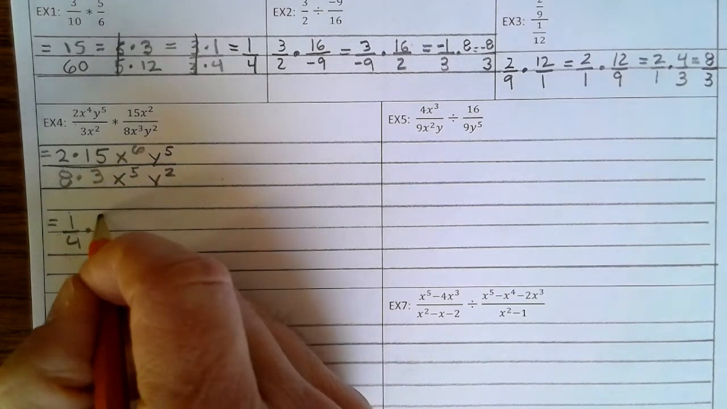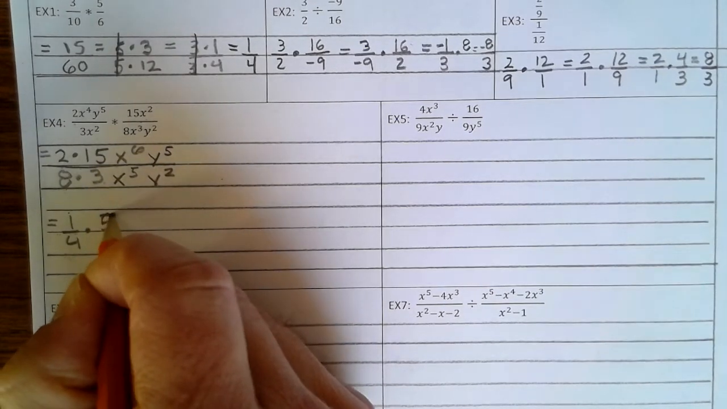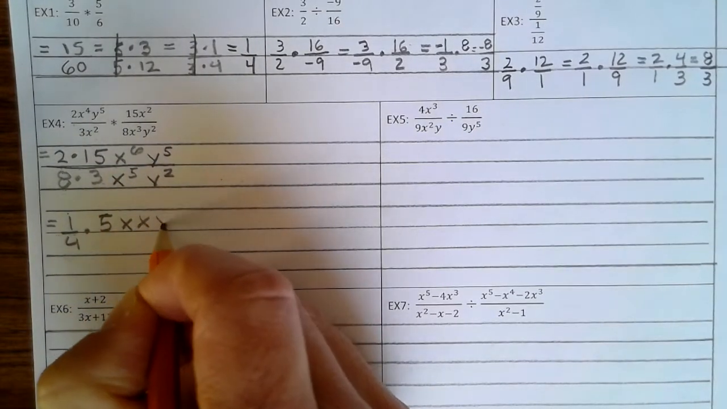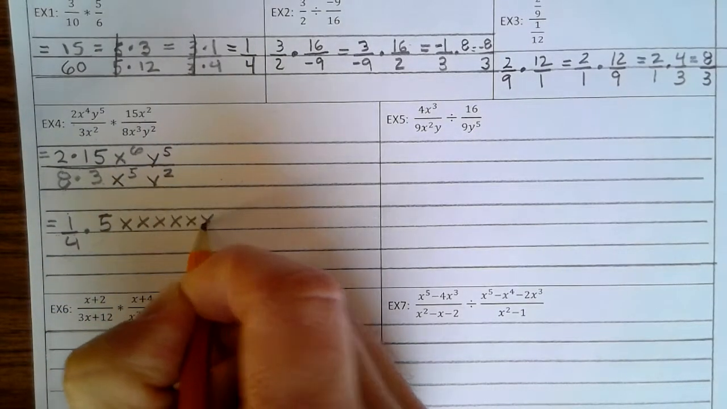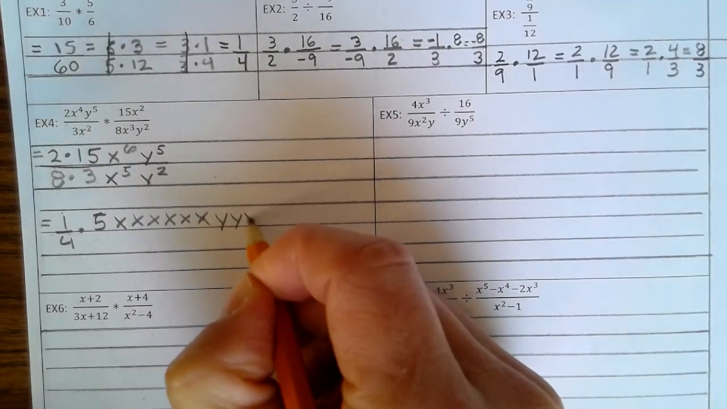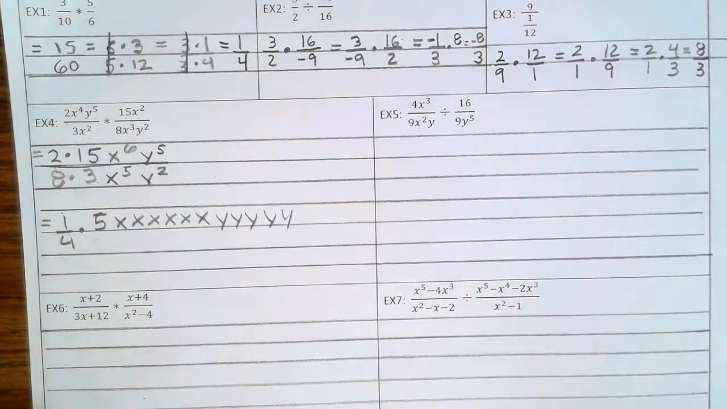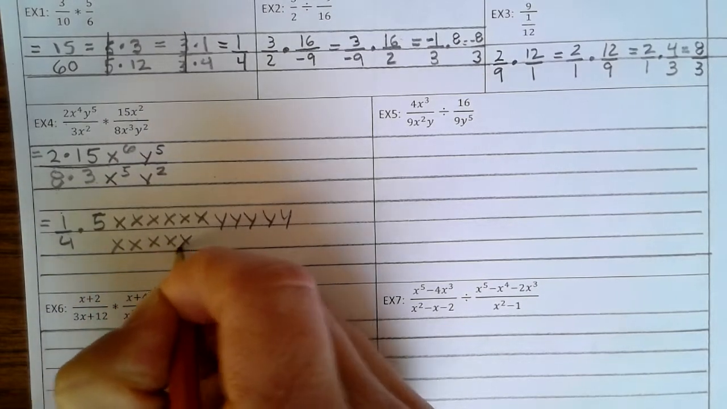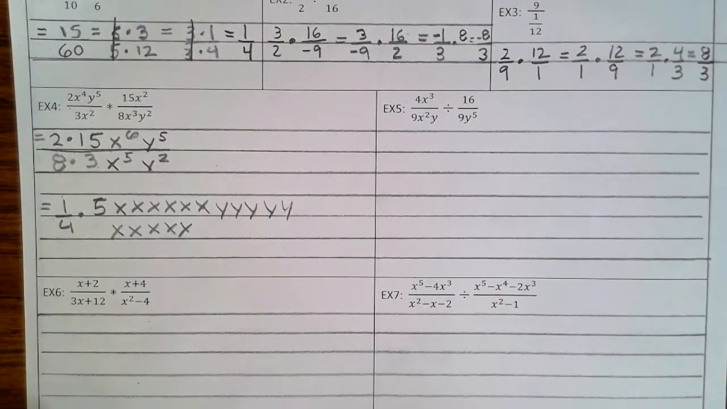And then let's expand the x's. So that's 6 x's. So 1, 2, 3, 4, 5, 6. And then 5 y's. 1, 2, 3, 4, 5. And then that's 5 x's in the denominator. 1, 2, 3, 4, 5. It's important to keep the x's and y's lined up.